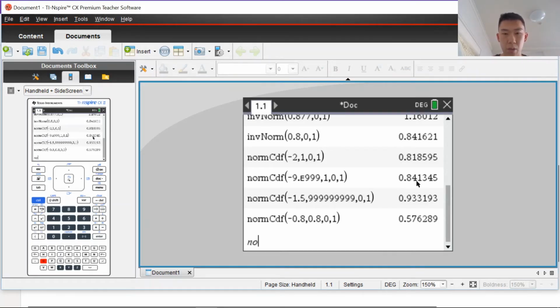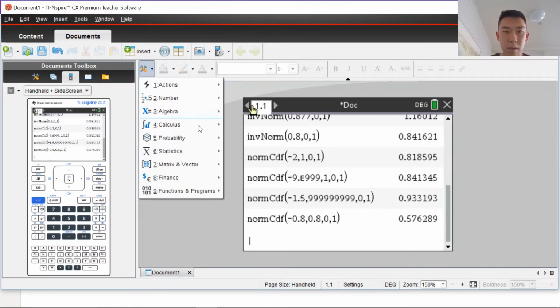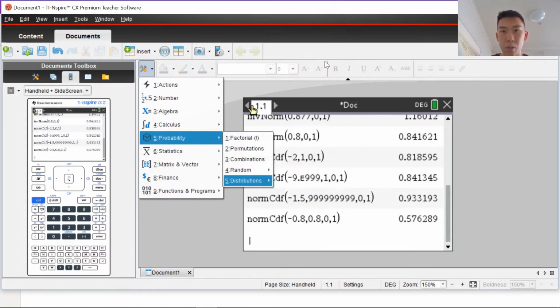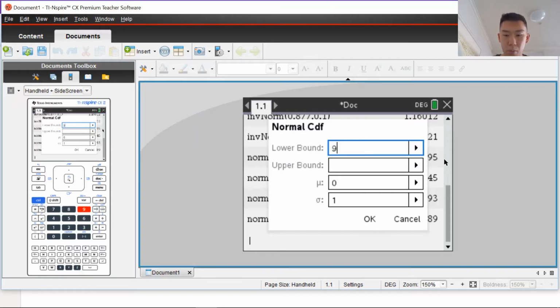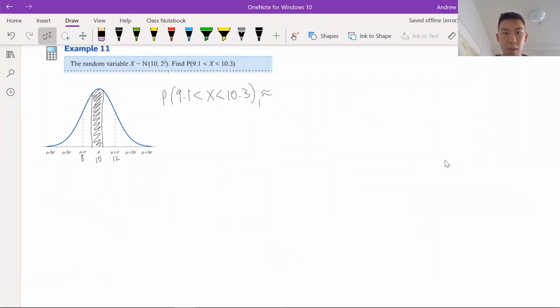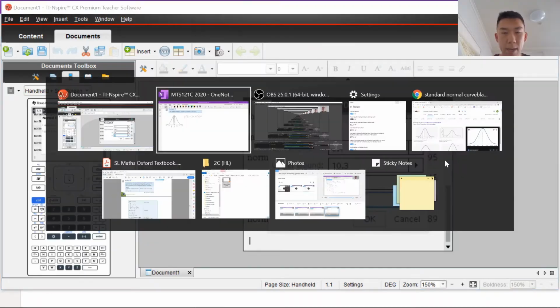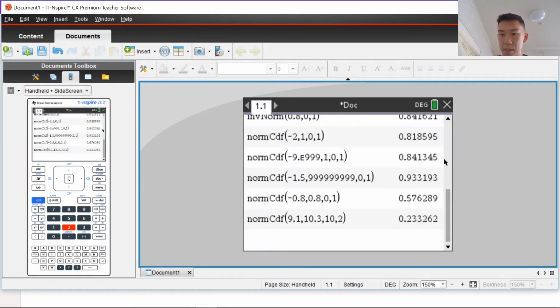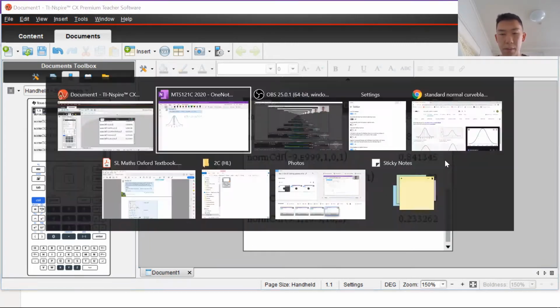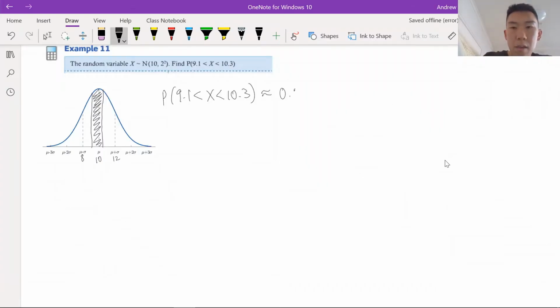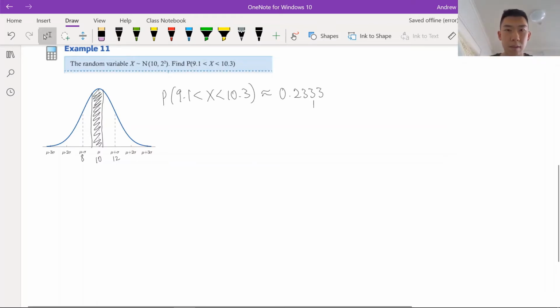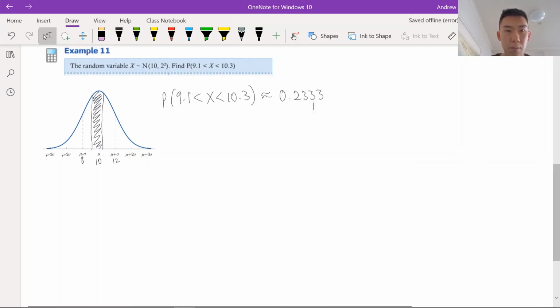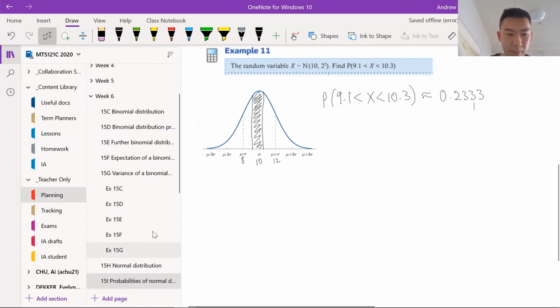So this time we go probability distributions, normal CDF, lower bound would be 9.1, upper bound would be 10.3. Now the mean is 10 and the standard deviation would be 2 in this case. So 0.2333. Alright. So that's a little bit on different ways you can find the probability in some situations. Let's keep going.